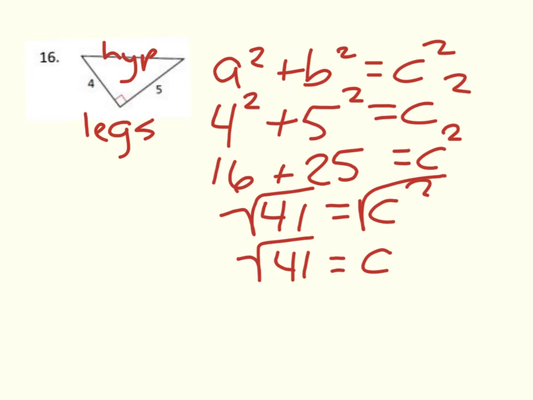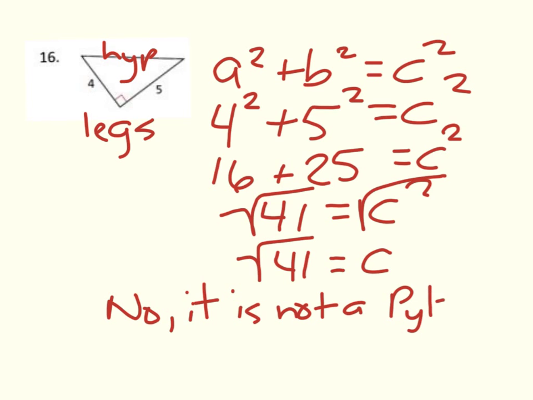And the question also asked, is it a Pythagorean triple? No, it is not a Pythagorean triple. It is not a multiple of any of the base ones that were on the previous slide, and it does not follow a squared plus b squared equals c squared.